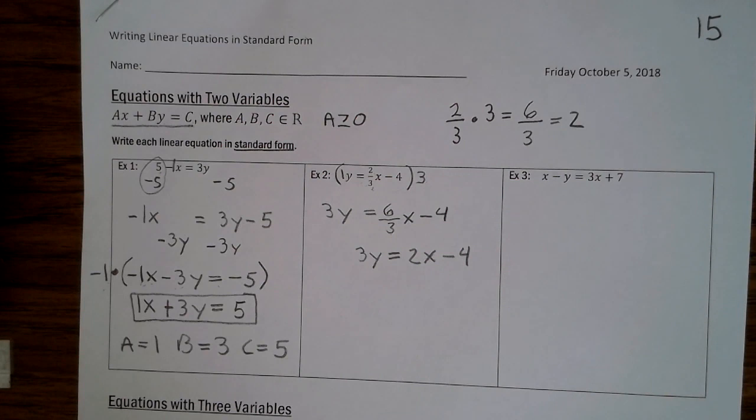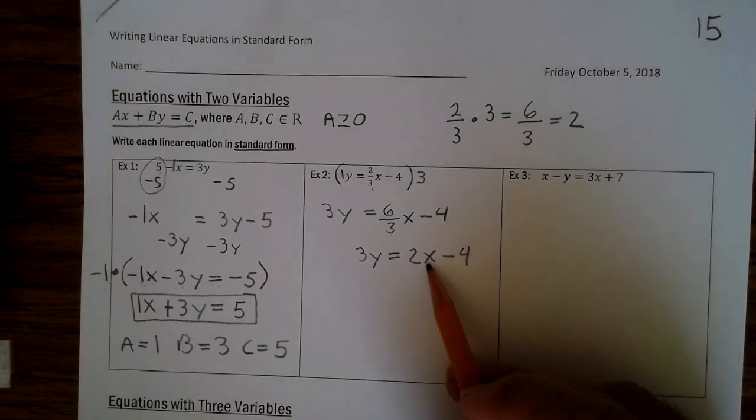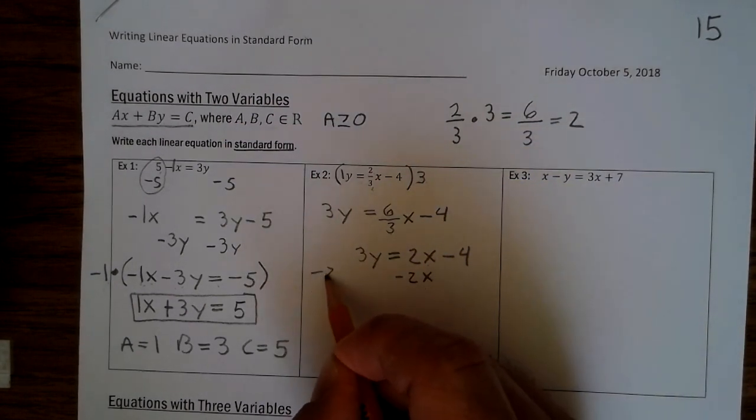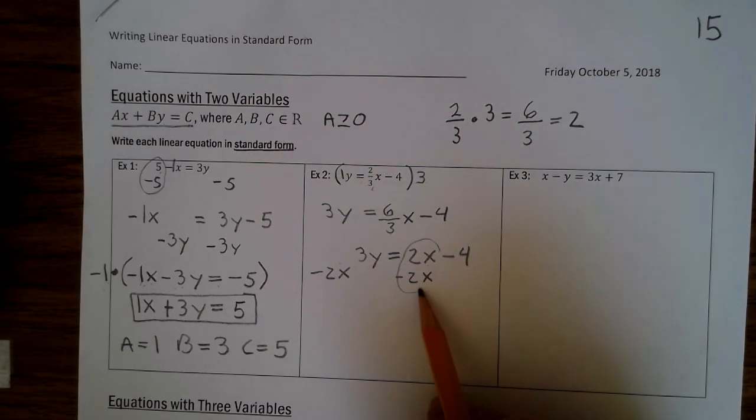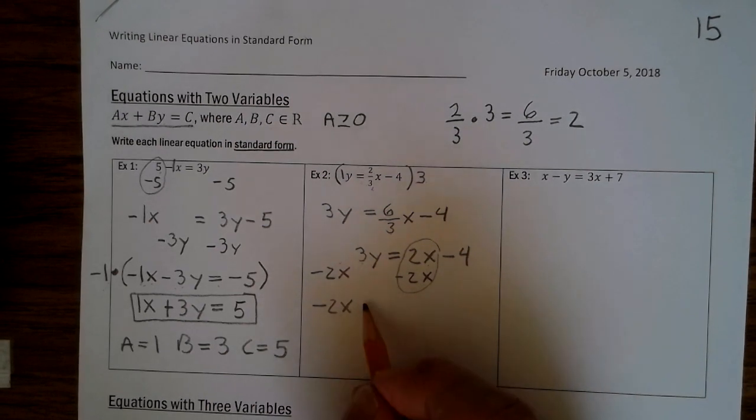Okay? Well, we have c. It's on the right. That's good. But we need x on the left. So we're going to subtract 2x from both sides. So this becomes 0. This becomes negative 2x. That's a positive 3, so it's plus 3y equals negative 4.